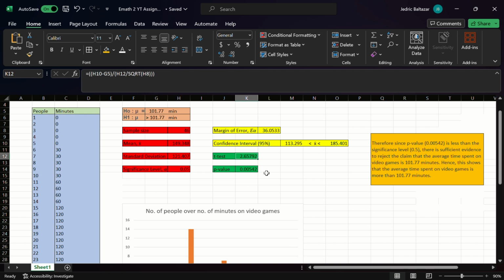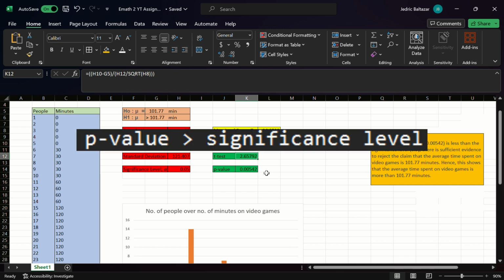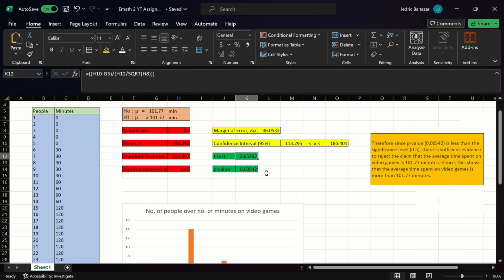Okay, now for the p-value. If you don't know what the p-value is, it basically helps you measure how much evidence you have against the null hypothesis. So if your p-value is very small, or smaller than your significance level, then it means that your result is very surprising under the null hypothesis. So you might start to doubt the null hypothesis. But if your p-value is very large, or more than your significance value, then your result isn't very surprising at all. And so there's no reason for you to doubt the null hypothesis.